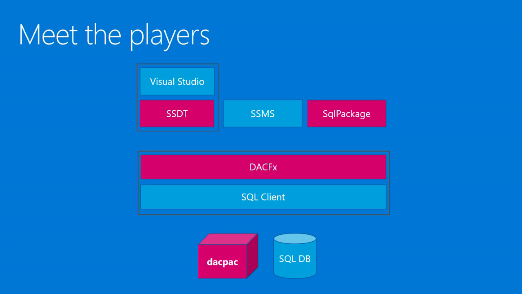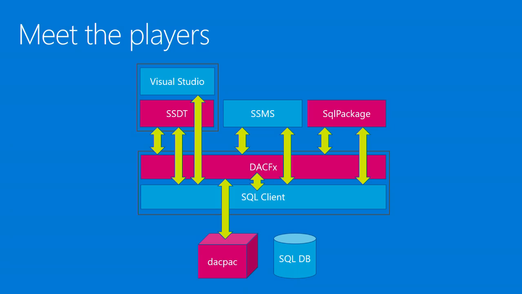A DACPac contains the full schema of your database. There's a related entity called a BACPac that also has some JSON serialized data inside it. I'm not going to cover BACPacs today, just DACPacs. And the arrows just indicate how the layers talk to each other.